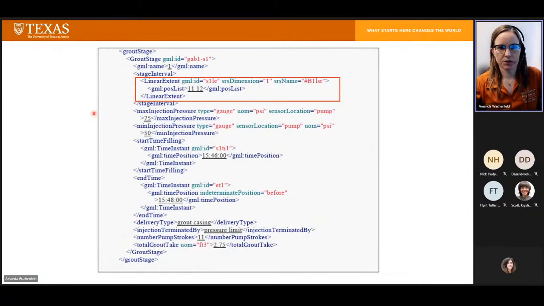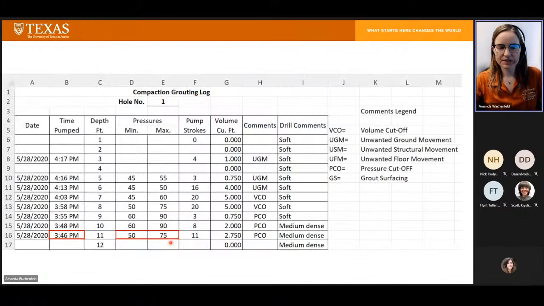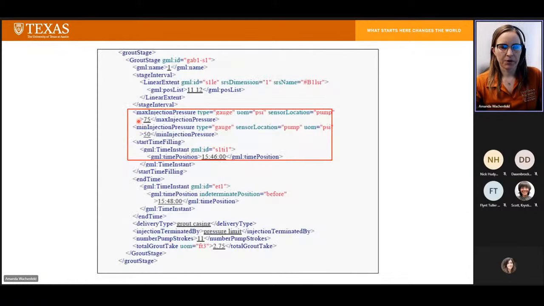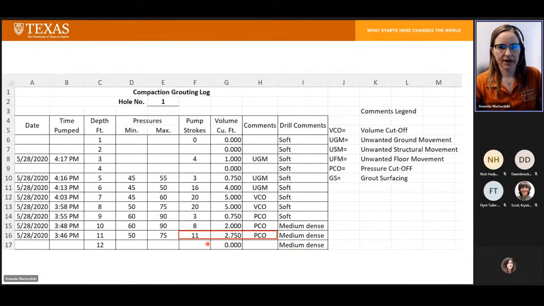And this is our DIGGS schema. So here you can see we're talking about a grout stage, and we've named the grout stage 1. And here we can put in the linear extent, so 11 to 12. Next, we're looking at the time that it was pumped and the min and max pressures. So here we have a property called max injection pressure, and we have 75, and then min injection pressure is 50, and the start time was 1546. And finally, in our Excel file, we have the number of pump strokes, the volume, and the termination criteria, PCO, which stands for pressure cutoff.